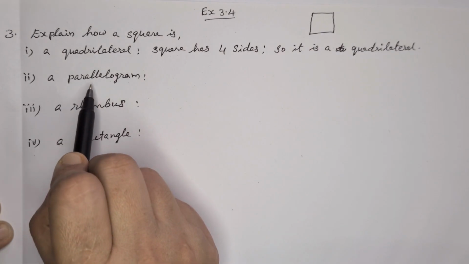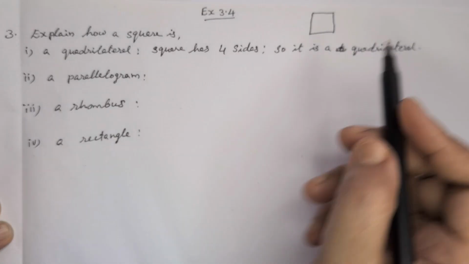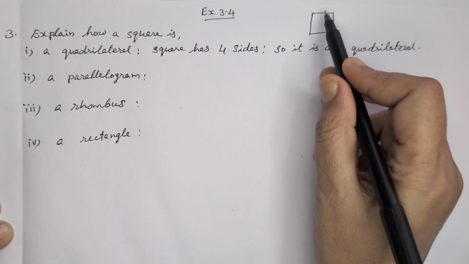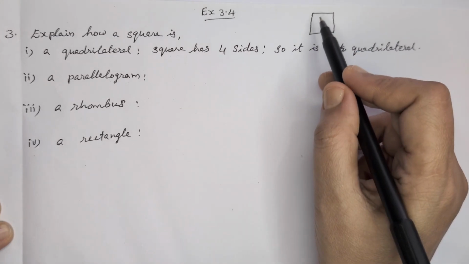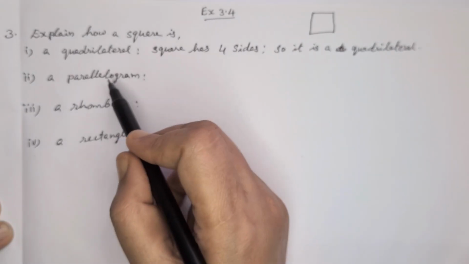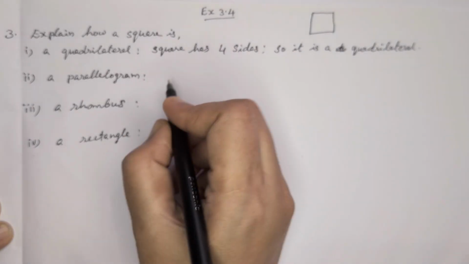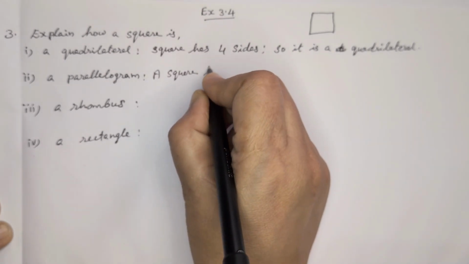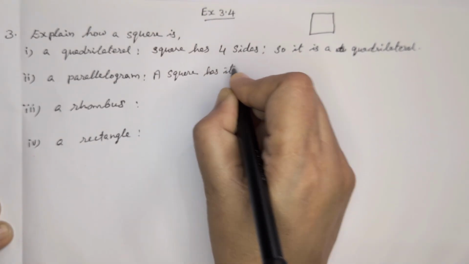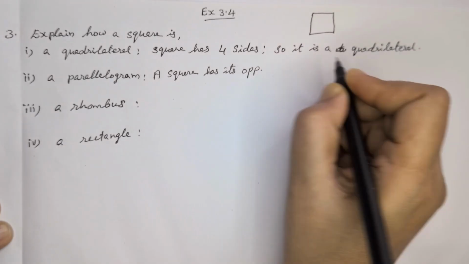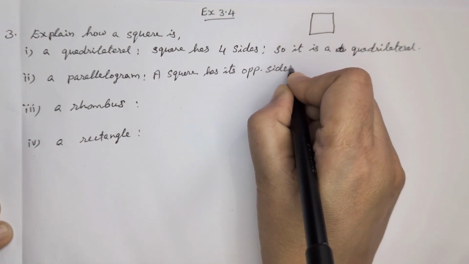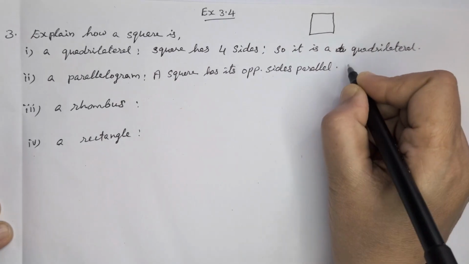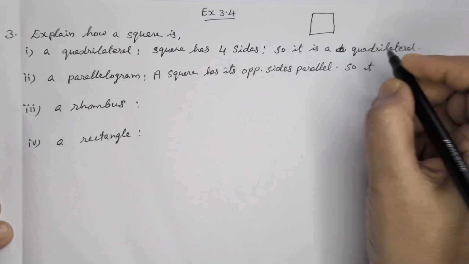Then how is it becoming a parallelogram? A square has its opposite sides parallel. These two sides are parallel, the same way the other two sides. So we can write its opposite sides are parallel, therefore that will become a parallelogram. A square has its opposite sides parallel. So it is a parallelogram.